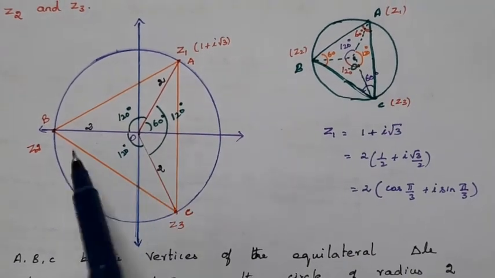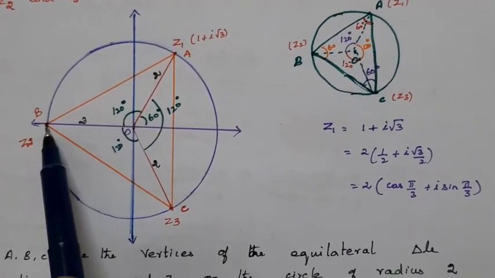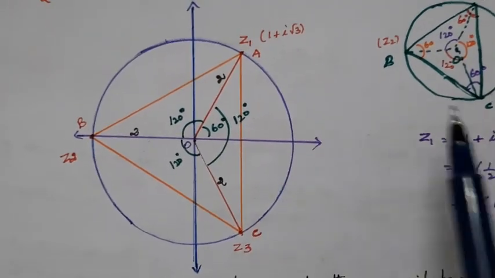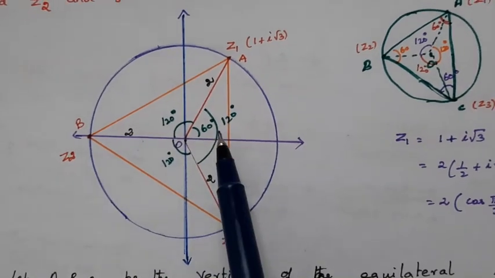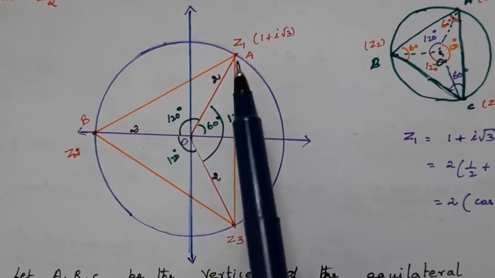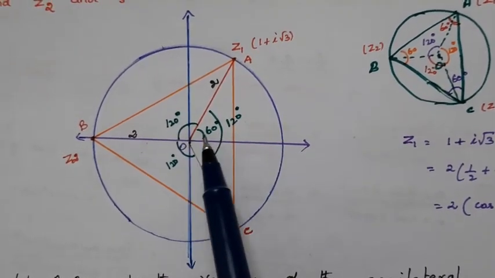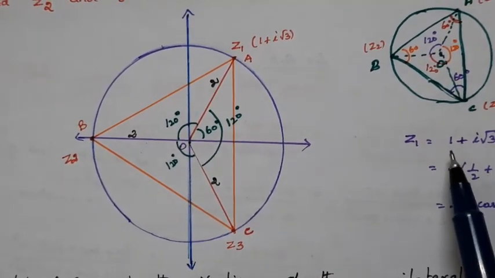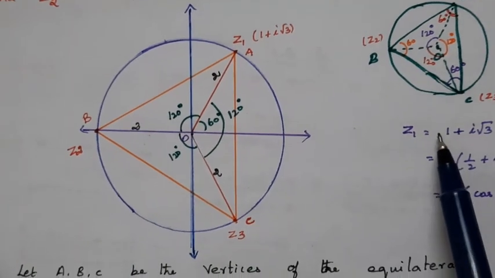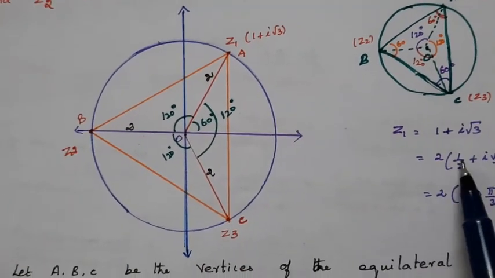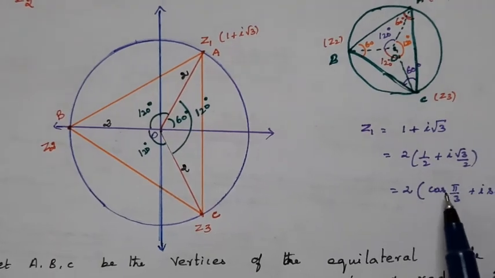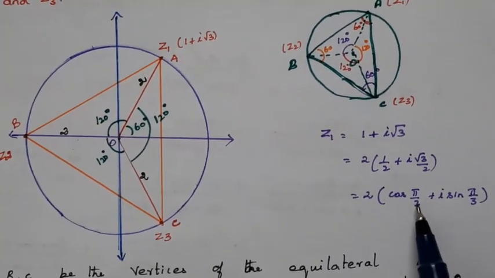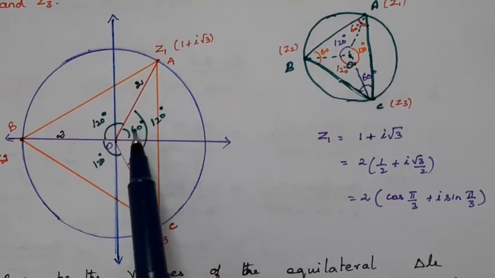Now, why have I marked Z2 exactly at this point? Because the argument of Z1 is 60 degrees. Look at why it is 60 degrees. Z1 is 1 plus i root 3. By a shortcut method, let us multiply it by 2 and divide it by 2. So, it will be 2 into 1 by 2 plus i root 3 by 2. 1 by 2 is cos pi by 3, plus i sin pi by 3. Pi by 3 in angle is equal to 60 degrees. So, the argument of Z1 is 60 degrees.